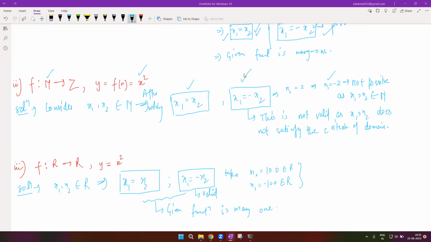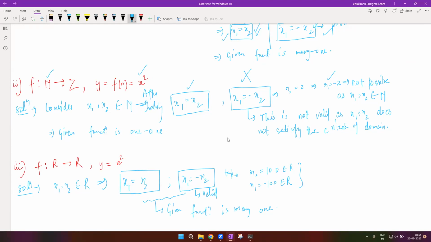So there is only one solution. This is not possible. There is only one solution. And if there is only one solution, which is x1 is equal to x2, then the given function is 1, 1. So the concept is this: if there are more than one solutions, it means there is more than one input which produces the same output. And if there is only one solution, it means there will be only one input which produces one output.